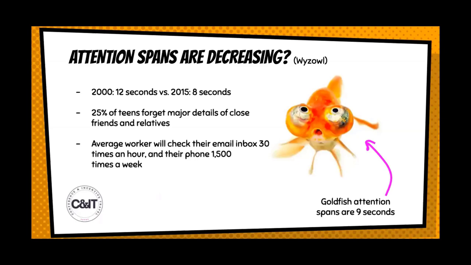So there have been studies, this is from Wiseau, that suggest that the attention span of a human being is decreasing to below that of a goldfish. So in 2000, our attention spans were 12 seconds. In 2015, they were 8 seconds and descending. A goldfish's attention span is 9 seconds. They also found that 25% of teens forget major details of close friends and relatives. I don't think it's just teens, to be honest. I've been guilty of doing that too. And the average worker will check their email inbox about 30 times an hour, or their phone 1,500 times a week. So attention spans are suffering, it would suggest.